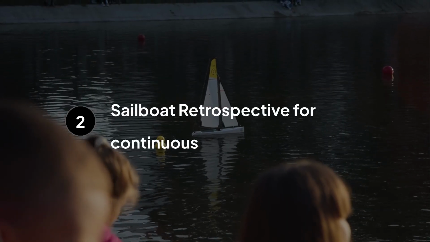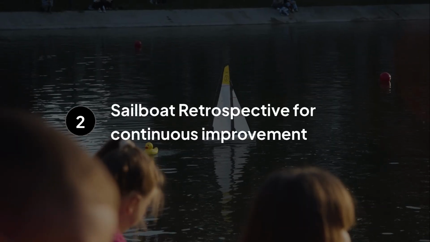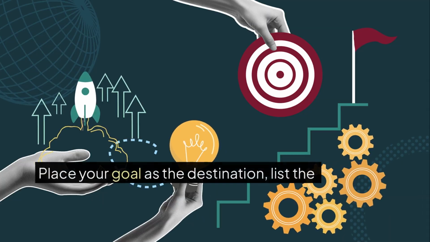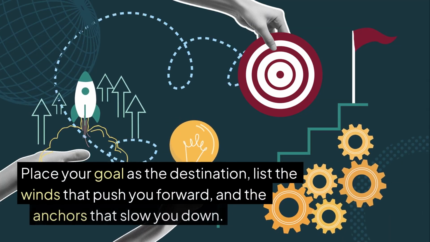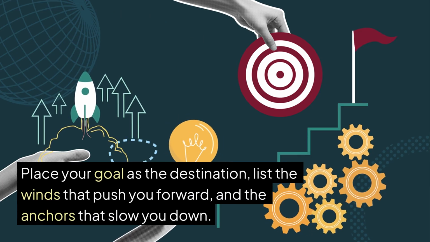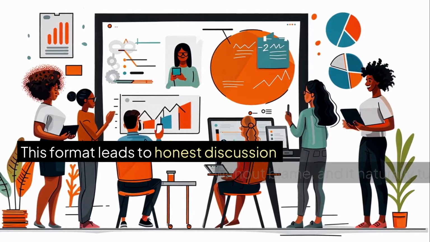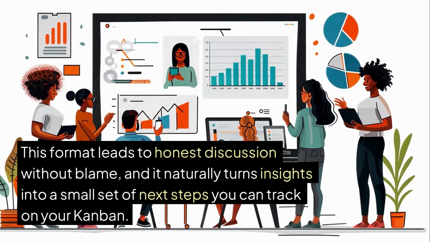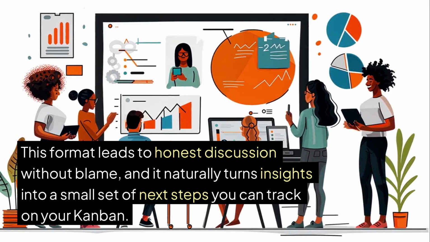When it's time to reflect, the sailboat retrospective makes continuous improvement engaging. Place your goal as the destination, list the wins that push you forward, and the anchors that slow you down. This format leads to honest discussion without blame, and it naturally turns insights into a small set of next steps you can track on your Kanban.